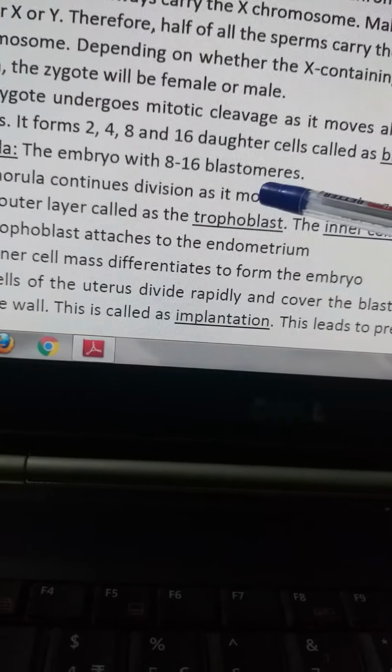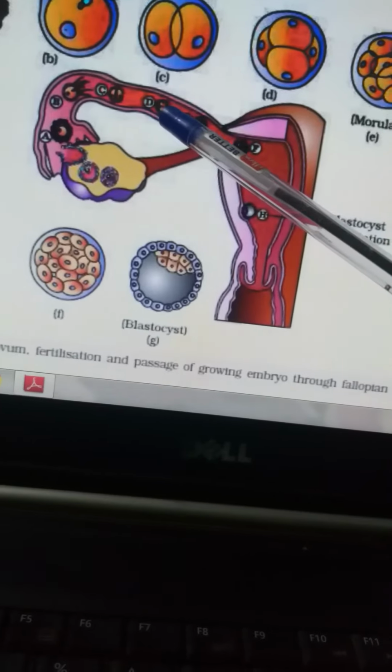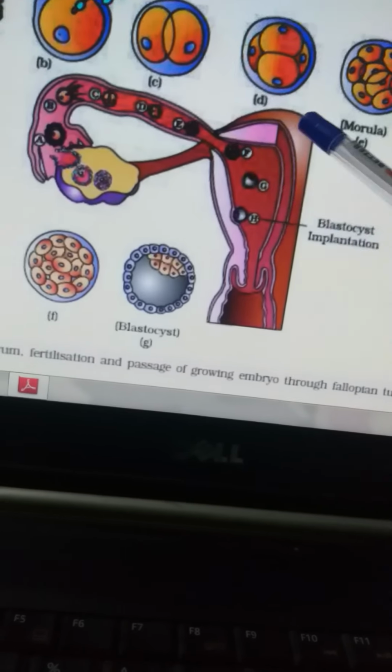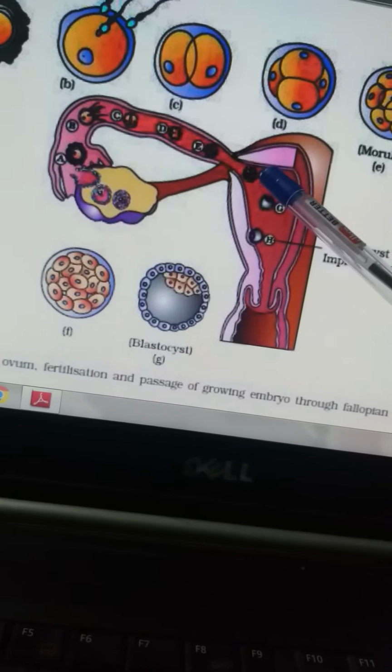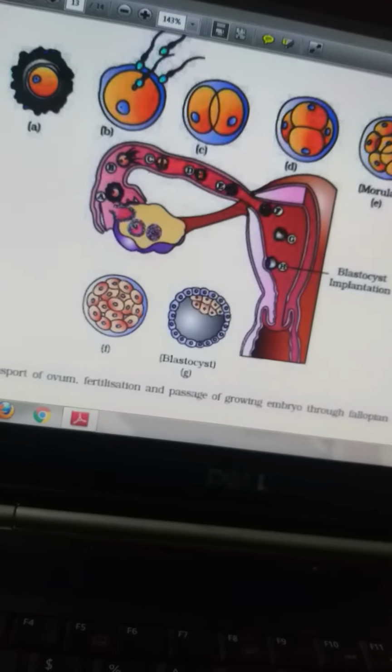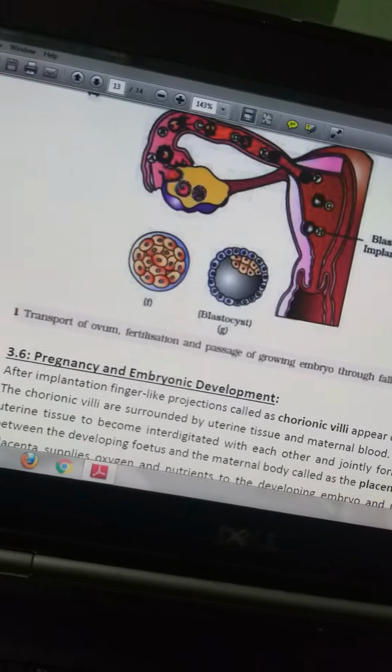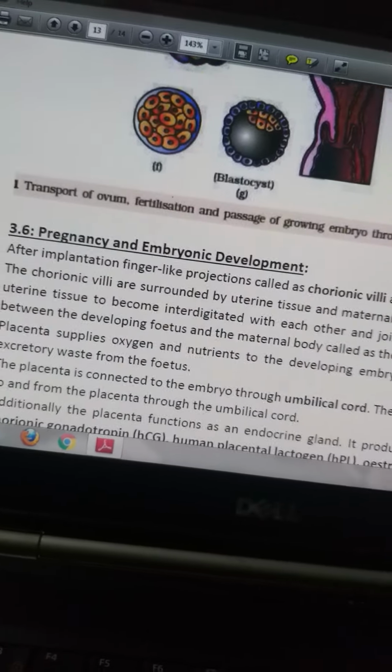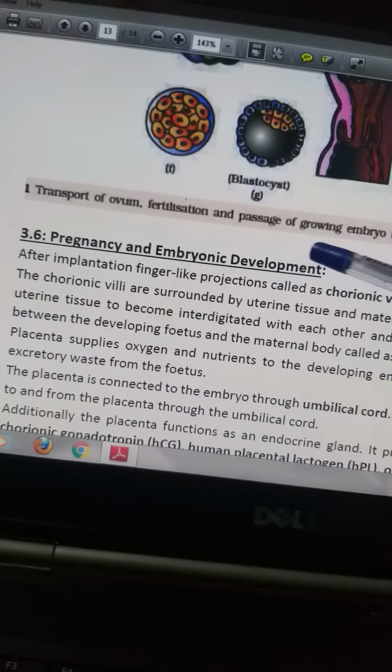in the fallopian tube, and this division here. Now the F portion here. Now here, this is the endometrium wall, and it gets embedded here, and the endometrial tissue gets covered here. So the blastocyst cells, that is known as implantation, and later this leads to the formation of the placenta, and this is the blastocyst cell. Now from here starts the pregnancy and embryonic development.